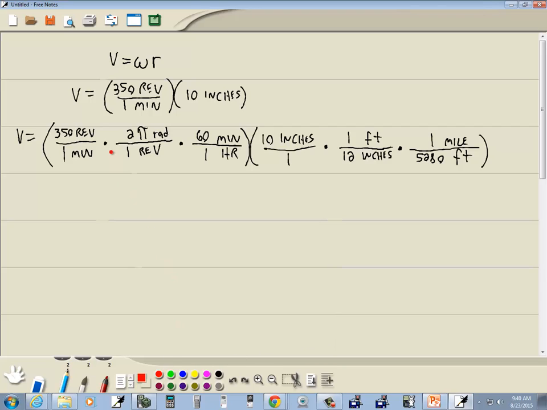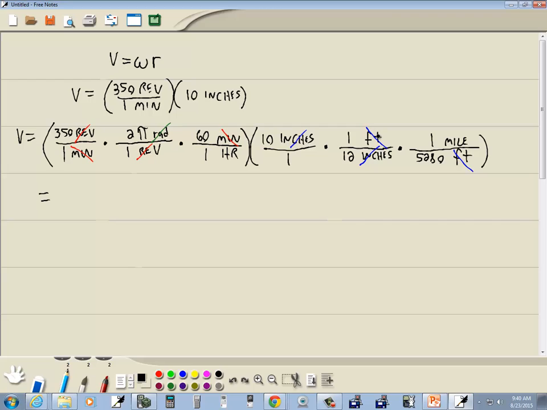Well, revolutions cancels that revolutions. This minute cancels this minute. Inches here cancels this inches. Feet here cancels with this feet. Radians is automatically just going to drop away because we don't keep a unit measure on that. And you notice that the only unit measure left is miles on top and hour down below. Miles per hour.